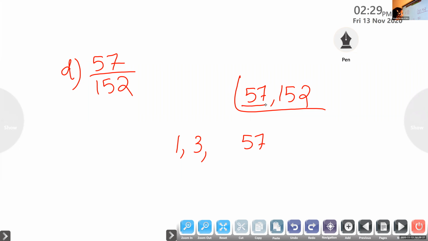5 plus 7, 12. 12 can be divided by 3. So 3 times 19. So these are the factors of 57. And what are the factors of 152? 1 and 152. This is divisible by 2 because 152 ends with 2, an even number. So divisible by 2. So divide 152 by 2.